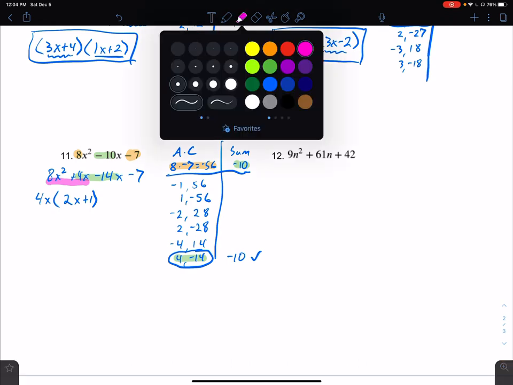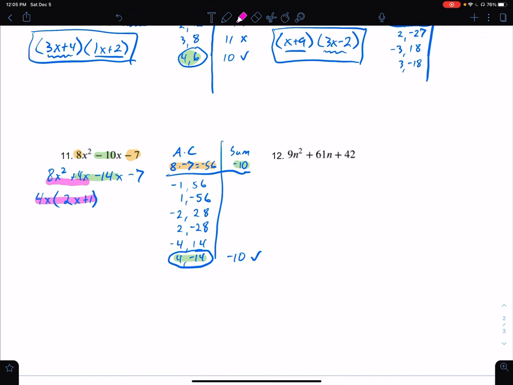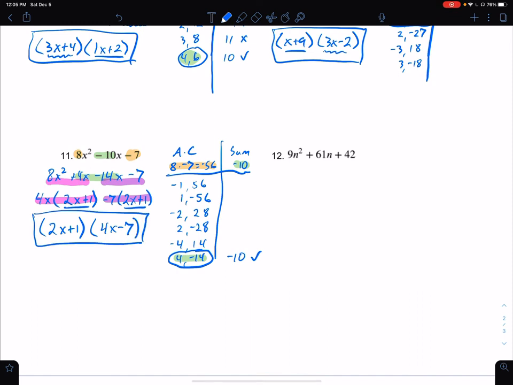And then my second group, let's go back and highlight so we remember where this stuff comes from. My second group, this negative 14x minus 7, let's take out a minus 7. And again, we're left with 2x plus 1, which matches up as it's supposed to. So that 2x plus 1 and that 2x plus 1 match up. So we're on the right track. I'm going to write those as one term, and then 4x minus 7. And that would be my solution.